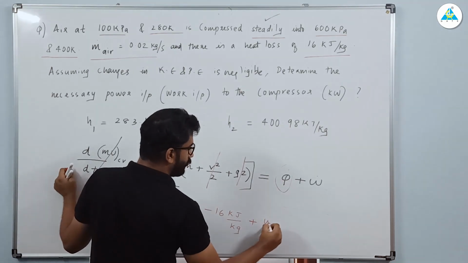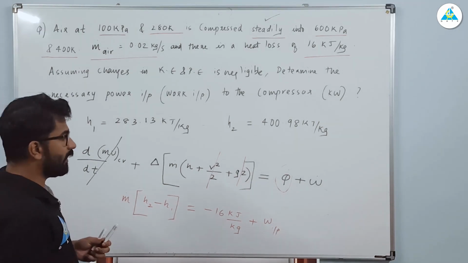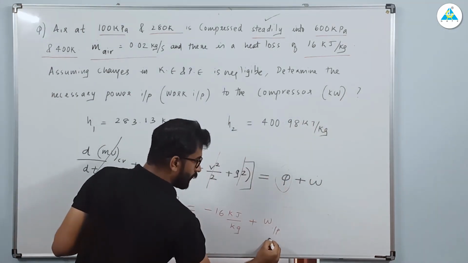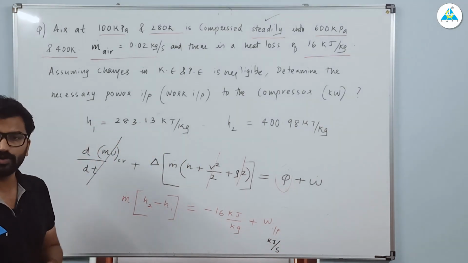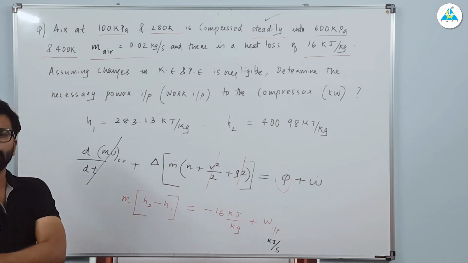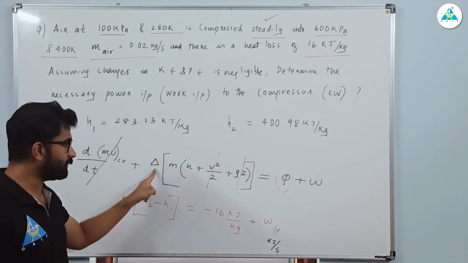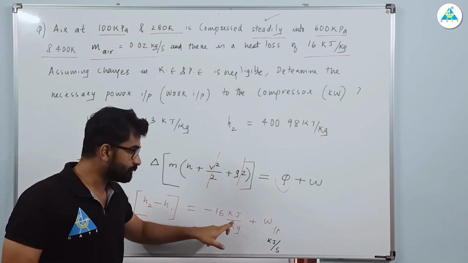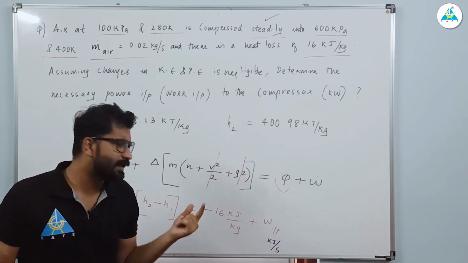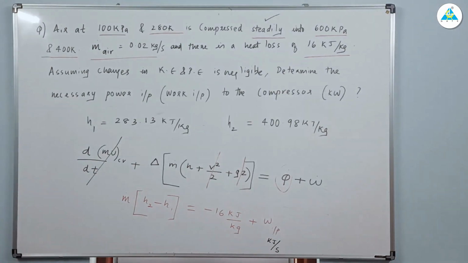And you need to find what? Work input. And remember, what should be the unit of work input? You have to get the answer in kilowatts, or your unit should be in kilojoule per second. This is the equation. Mass flow rate into H2 minus H1, because outlet minus inlet. Kinetic energy change is 0, potential energy change is 0. Heat loss is minus 16 because it is a heat loss. If it is a heat gain, it means plus 16, no problem. 16 kilojoule per kg, like this.